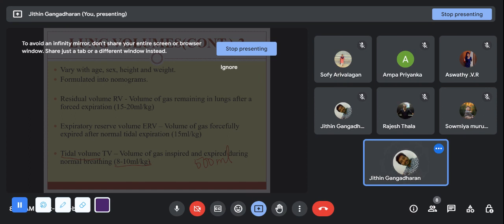So the amount is 1000 to 1200 ml. Expiratory reserve volume is the amount of air that can be forcefully expired after normal expiration. Kindly write these down. Forcefully expired after normal expiration. That is expiratory reserve volume, and it is 1000 to 1200 ml. Clear?